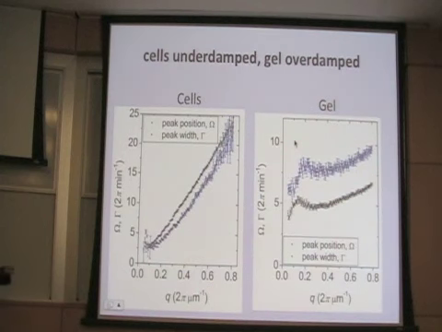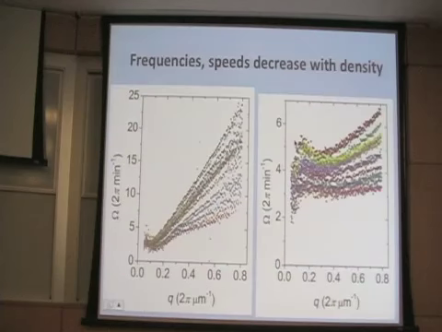The gel, however, is always overdamped. The peak width is always much larger than the peak position. So you can never get a propagating mode in the gel. However, you still get fluctuations, and you get a frequency, and you get a lifetime from the peak width. And so these can all be useful. So if you do this for all of the data sets, they all look like this. The frequency goes down, etc.